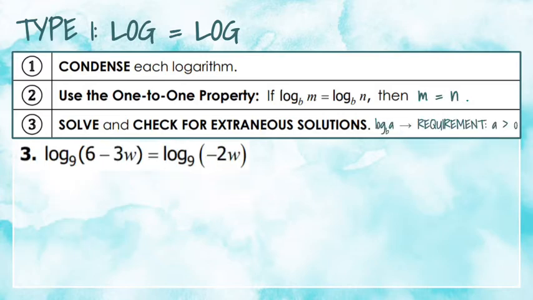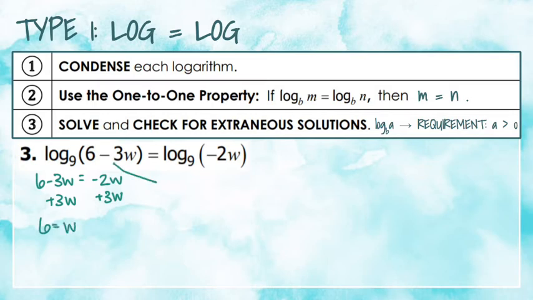Let's also look at number 3 together. Again, condense each logarithm. We already have one log equals one log, so that's done. So then we will use the one-to-one property. That says that 6 minus 3w has to equal negative 2w. Then we want to solve for w, and that's going to give us that w is equal to 6.